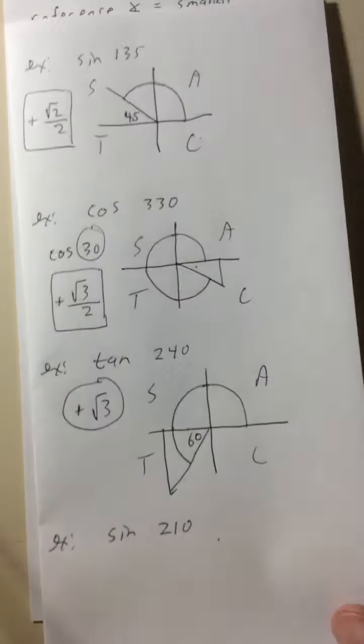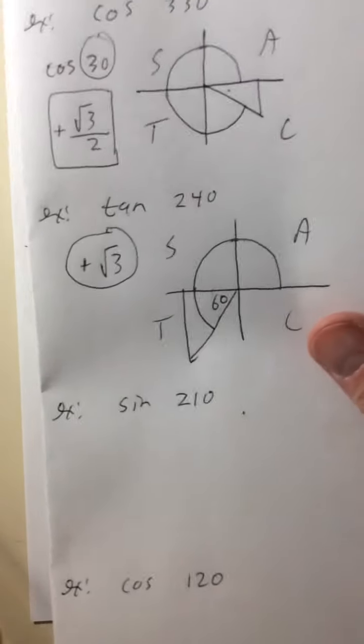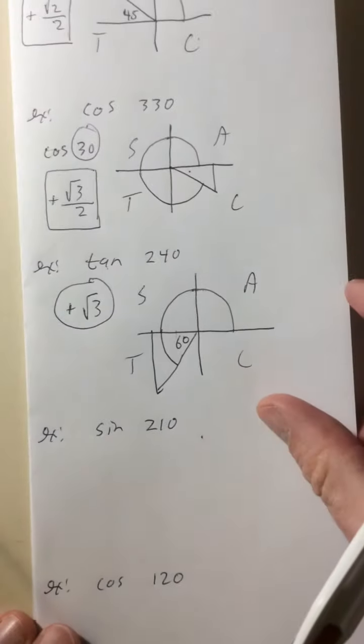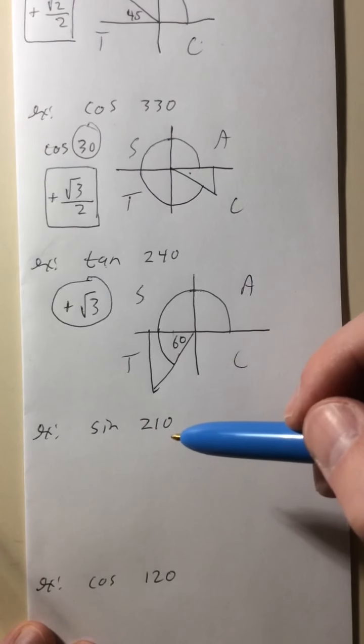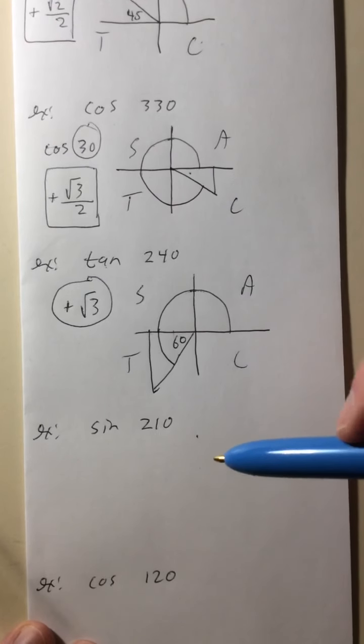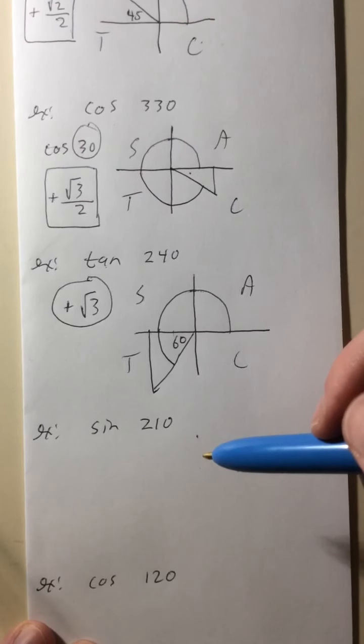Actually, how many of these do I have? Yeah, this is the last one. All right, so why don't you take a moment. Oh, no, I got 2 more. So why don't you take a moment right now to do this on your own. Pause the video. Do the sine of 210. Actually do it right now, please. Do it as quickly as you can. And ready, pause.